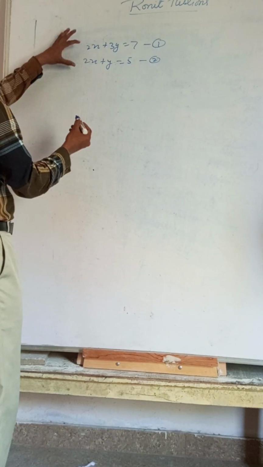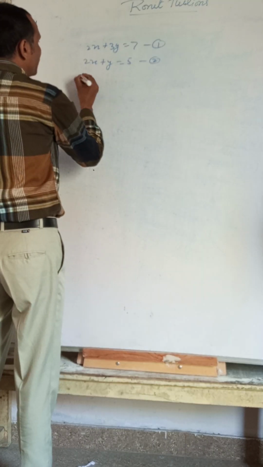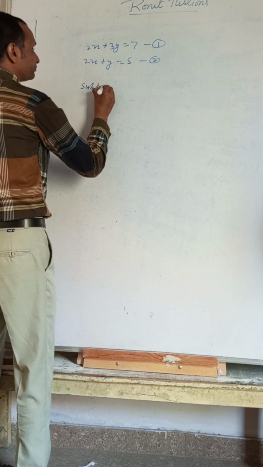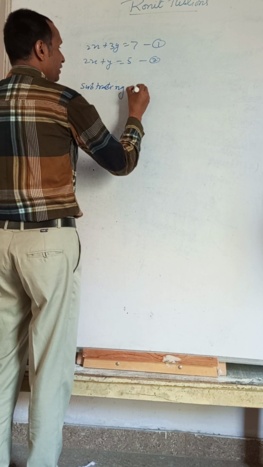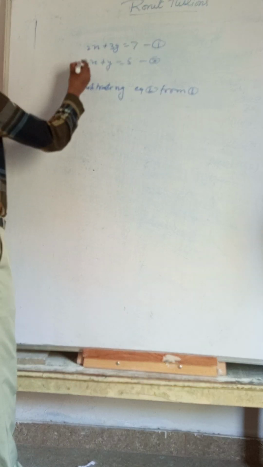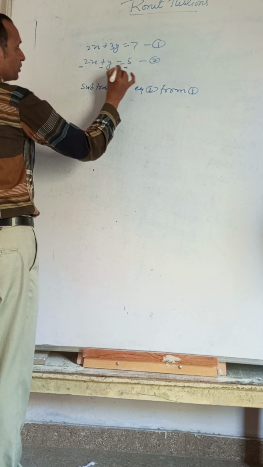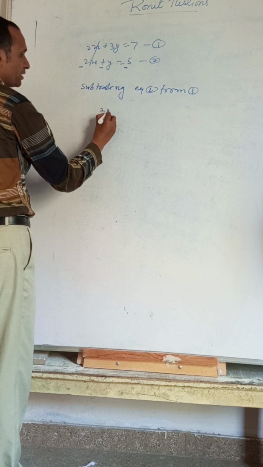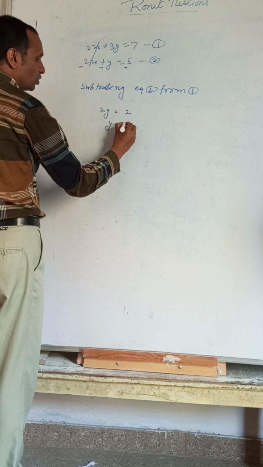Here x coefficients are already the same, no need to multiply. So we subtract equation number 2 from equation 1. In that it will become like this: minus, minus, minus, and this will be the constant. So we got 3y minus y is equal to 2y is equal to 7 minus 5 is equal to 2. Then y is equal to 2 by 2.